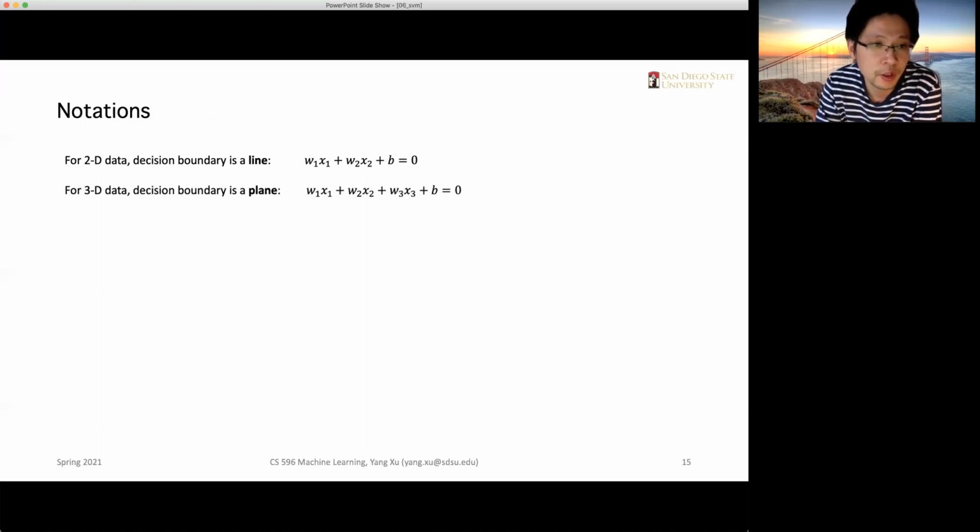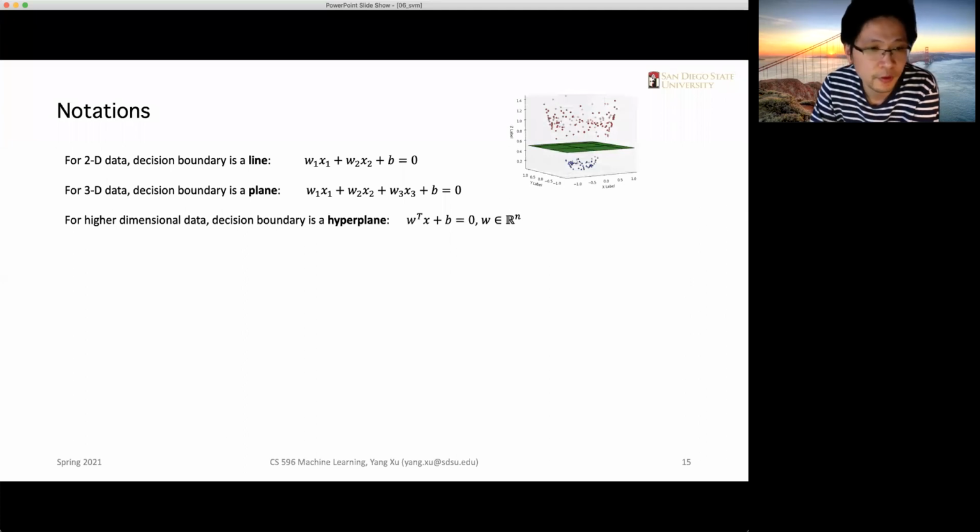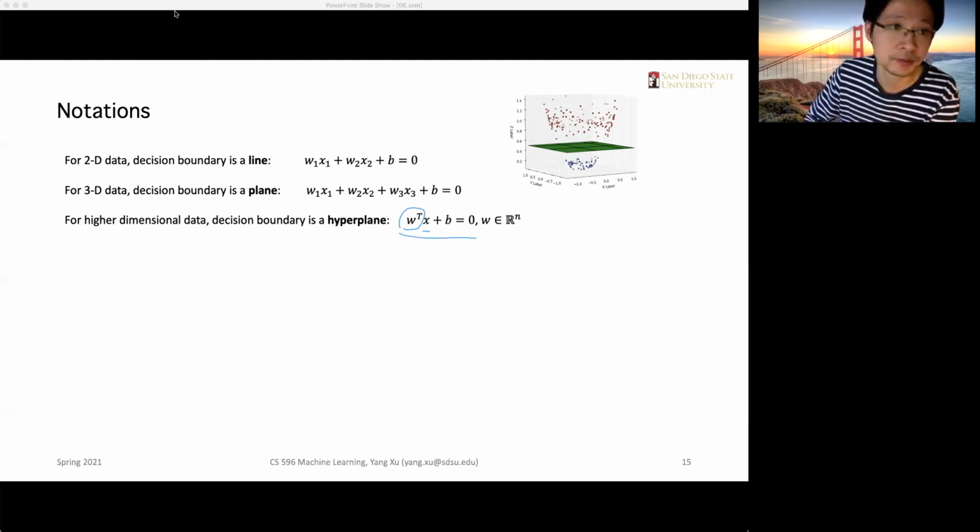For 3D, the decision boundary is a plane. When you have a plane, you need three coefficients from W1 to W3 and the B as well. It's like this in 3D space. And then for higher dimensional data, if you think of the parameters as a vector, W transpose, and the data is in X, then you are actually defining some hyperplane, because it's more than 3-dimensional, so it's hard to visualize.